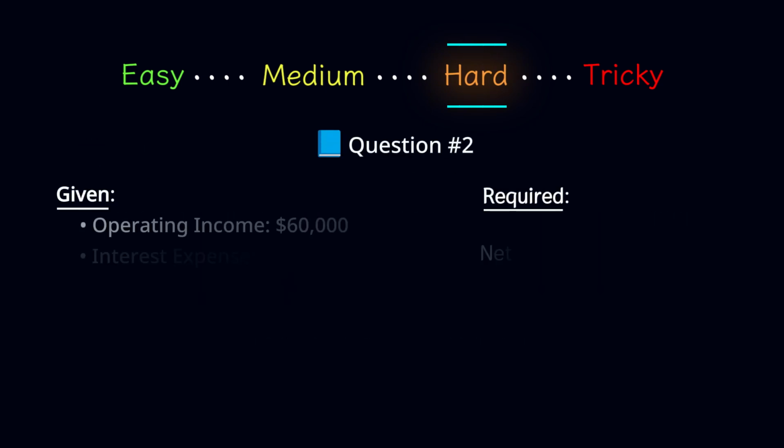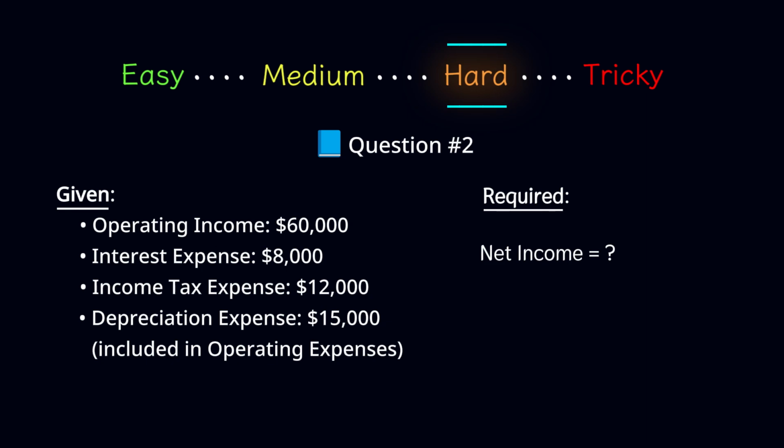Question 2. A company reports operating income of $60,000. Interest expense of $8,000. Income tax expense of $12,000. Additionally, depreciation expense of $15,000 is included in operating expenses. The question asks, what is net income?